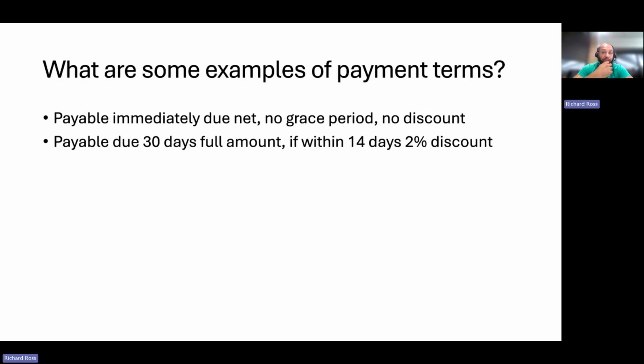What are some examples of payment terms? Payable immediately, due net, no grace period, no discount. And payable due 30 days, full amount. If within 14 days, 2% discount.